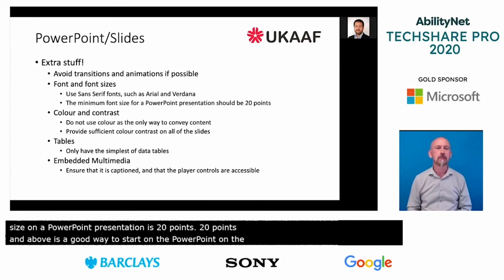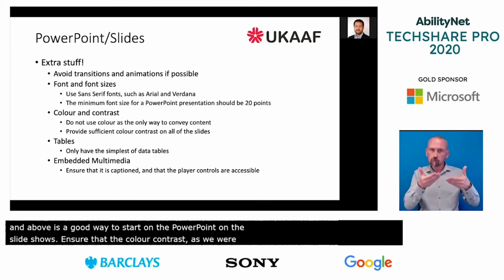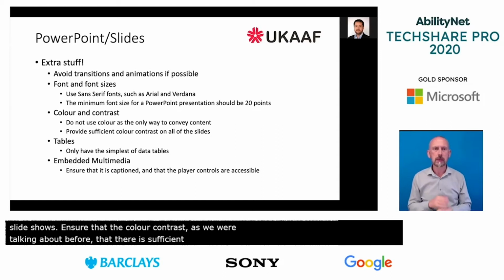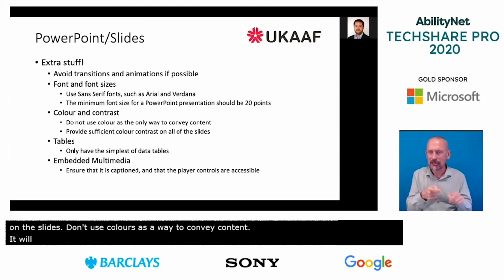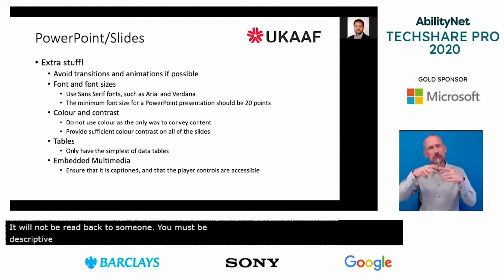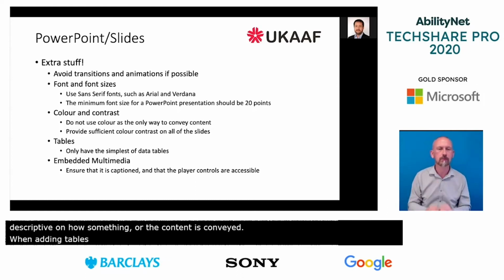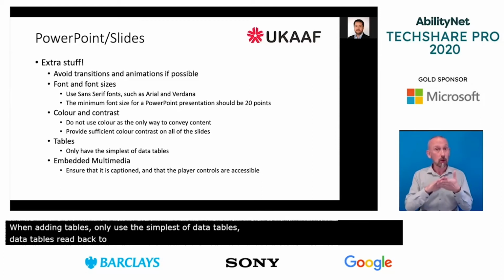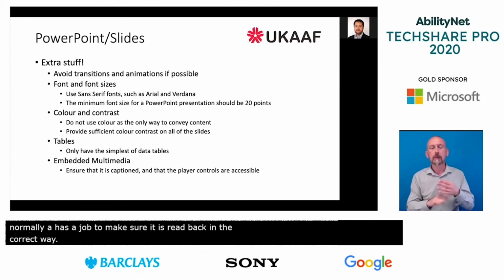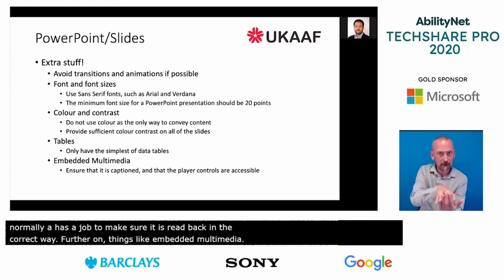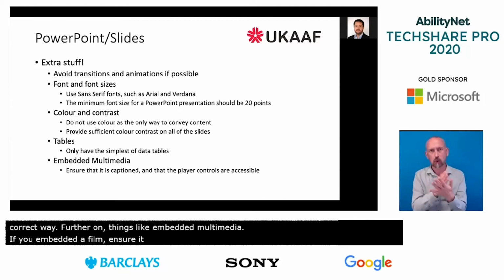Make sure, as we were talking about before, there is sufficient color contrast in all slides, and don't use colors just as a way to convey content because it won't be read back to someone. So you need to be more descriptive on how the content needs to be conveyed. When adding tables, only use the simplest of data tables. Data tables being read back to someone is very complex anyway, and the software normally has quite a job to try and make sure it's read back in the correct way. And then further on, things like embedded multimedia. If you've embedded a movie, make sure that it's captioned and that the player controls are accessible.